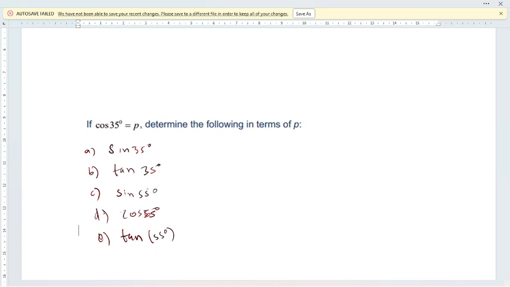Okay. Now, read the question. They are saying determine the following in terms of P. Do you see P on the diagram? Then the answer must have P. That's why they say in terms of P. So if there's no P inside the expression, that is not the answer.